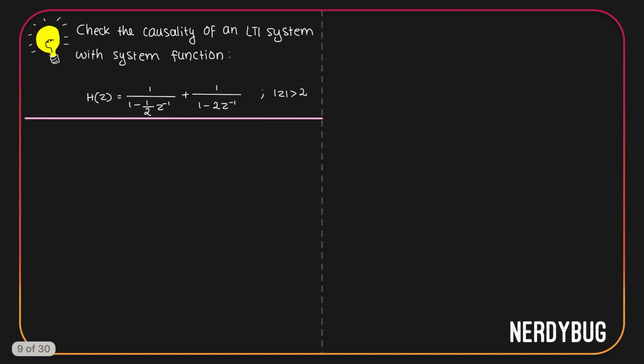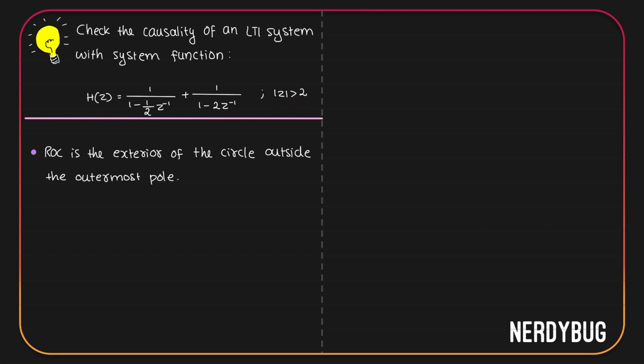Let us solve another problem. We have to check the causality of an LTI system. Its system function H(z) is given as 1/(1 - 1/2 z^-1) + 1/(1 - 2z^-1). ROC is magnitude of z greater than 2. Obviously, H(z) has two poles. One is at 1/2, the other is at 2. The outermost pole obviously is 2, and magnitude of z greater than 2 means the ROC is the exterior of the circle outside the outermost pole. So we can conclude that h[n] is a right-sided signal.